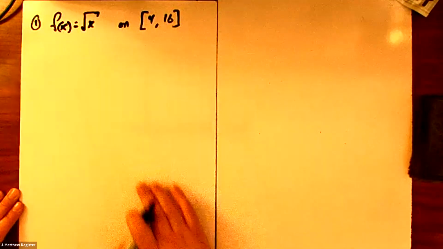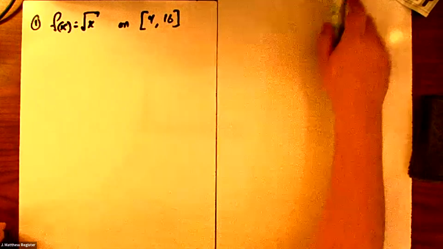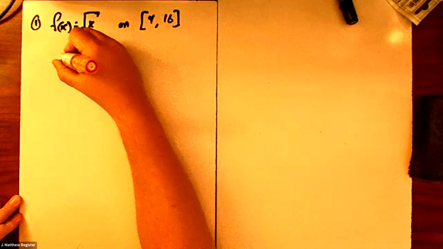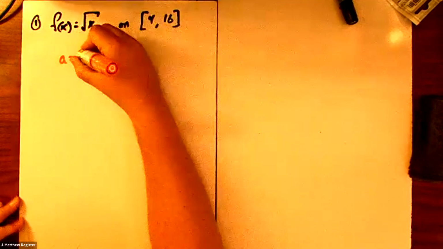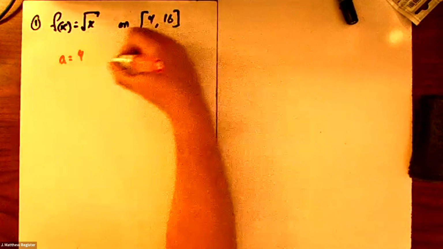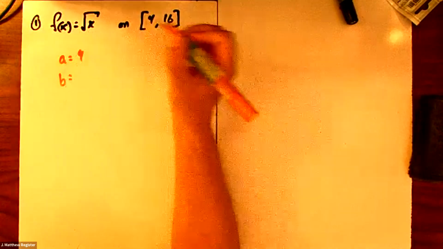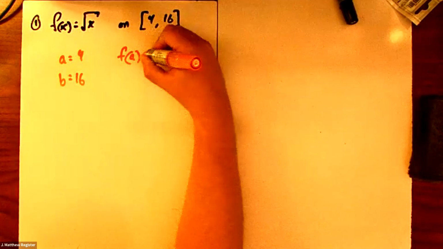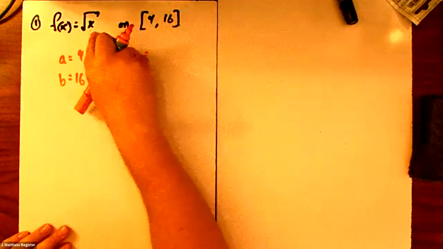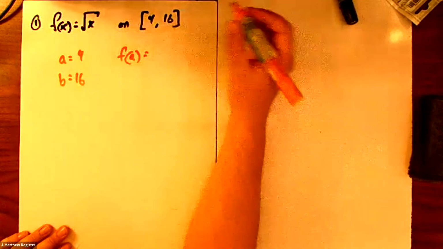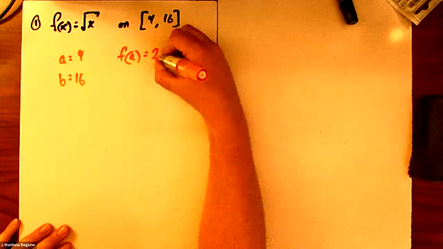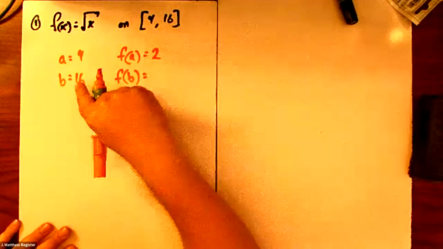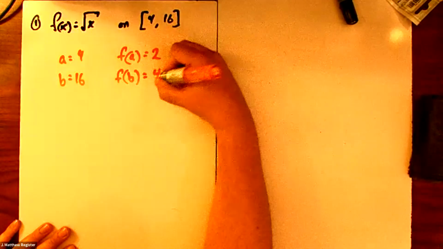And so in order to calculate the average rate of change of this, all we need to do is figure out our different components. And so we could say that our a value, which is our starting value, is 4. Our b value is 16. f of a is going to be equal to the square root of a, which is the square root of 4, which is 2. f of b is going to be equal to the square root of 16, which is 4.